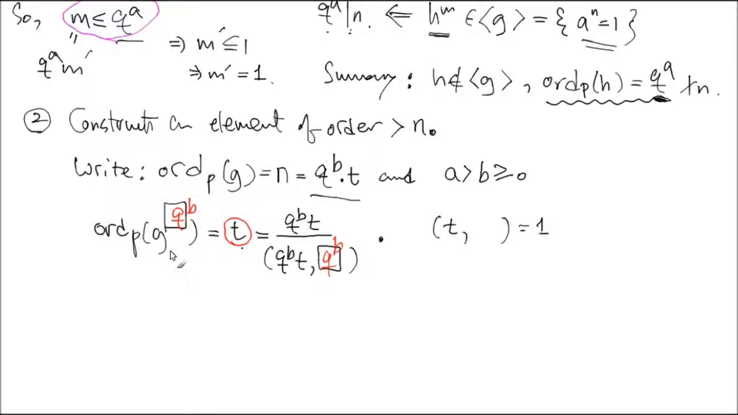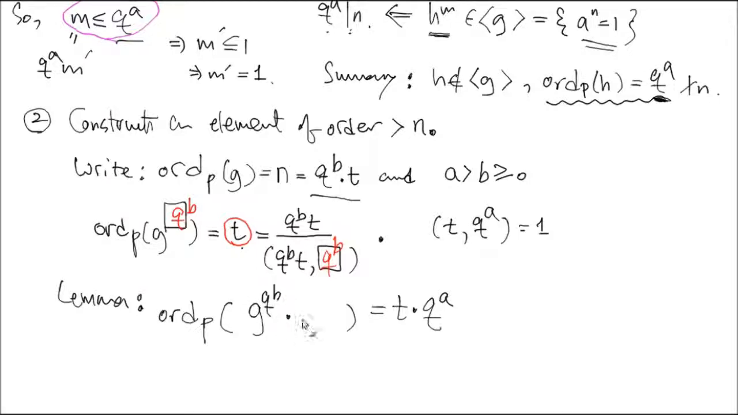That's the order of the new guy and the order of H there, right? That's Q to the A. Is that true? T doesn't have any Q in there, right? And Q to the A is relatively prime to it. So because of that lemma, the order of the product is T times Q to the A. Who wants to go for it? If two elements have relatively prime orders, then the product has the product of the orders. Right, G to the Q to the B times what? H. H is the order. All right.